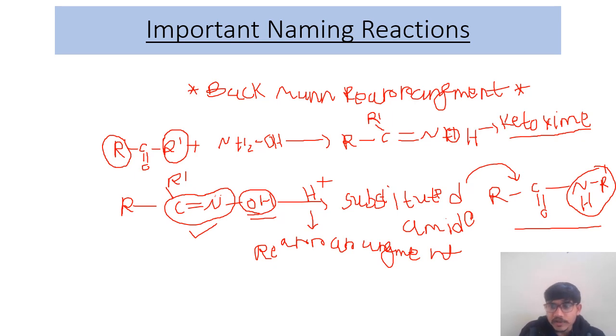In a small separate lecture I will also upload some questions which have been asked previously in the GPAT examination from the Bachmann rearrangement, but this must be clear that this reaction simply involves the rearrangement of the ketoxime group, and that ketoxime group is formed from the ketone via reaction with the hydroxylamine group. And how this rearrangement takes place, we will see a very simple brief mechanism of this.